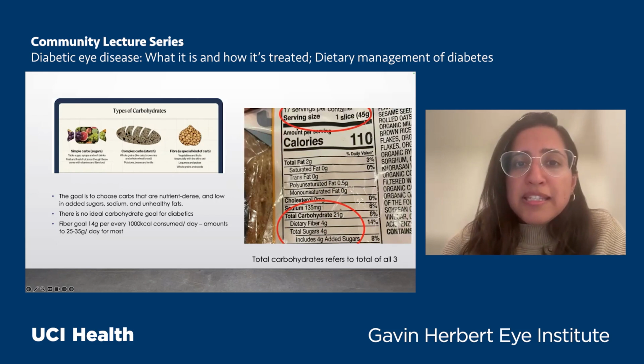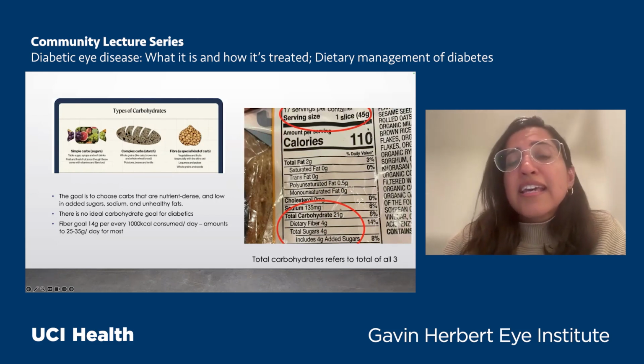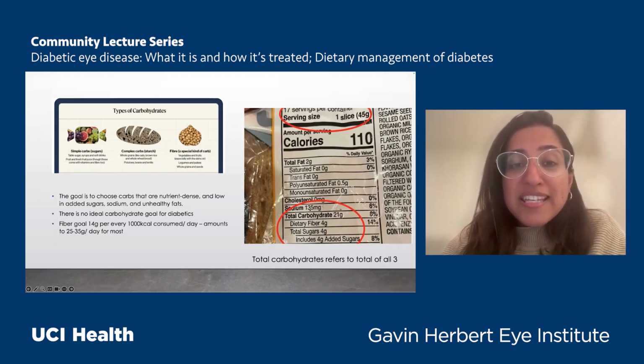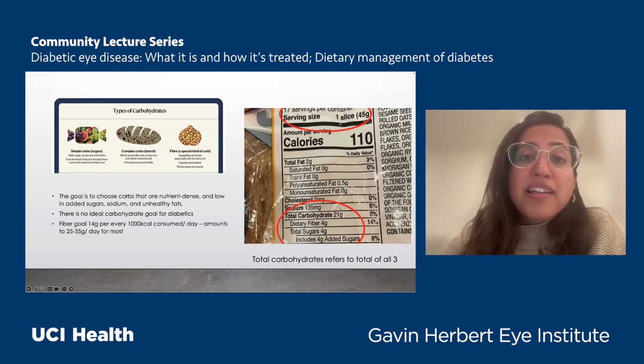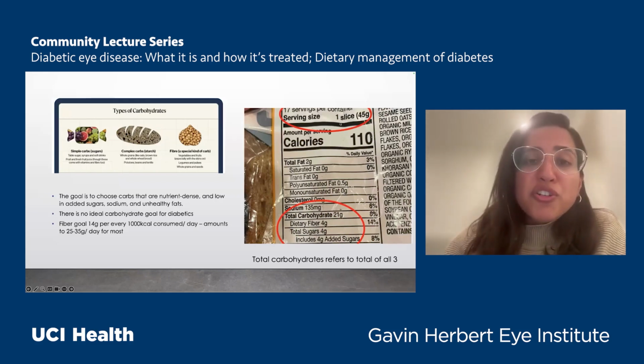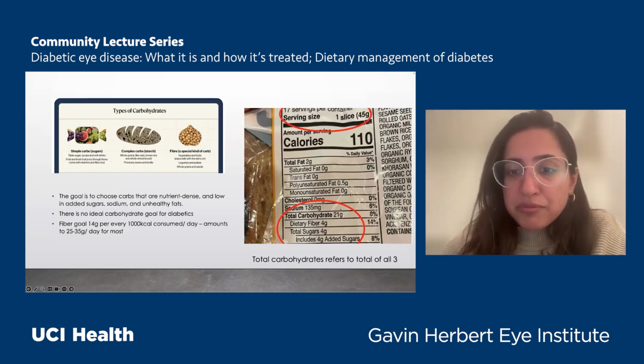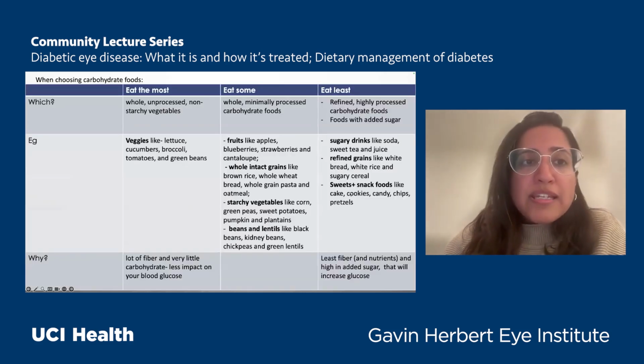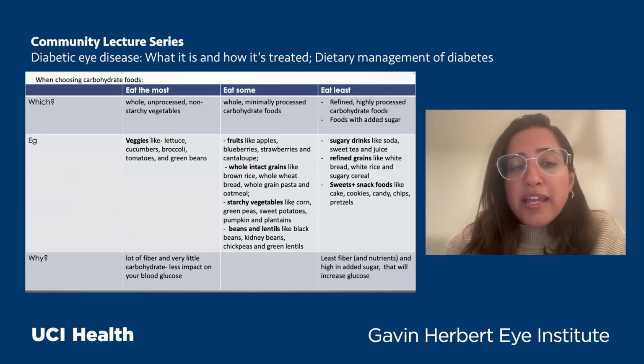The other thing is please look at serving sizes because you want to know whether what you're consuming actually equals the amount here. Because often some places will put a smaller serving size or a much larger serving size. So you want to get accurate information. Now, what sort of carbs should you be choosing? So eat the most of whole, unprocessed, non-starchy vegetables. For example, veggies like lettuce, cucumbers, broccoli. They have a lot of fiber and very little carbohydrates, so you have less impact on your blood glucose.